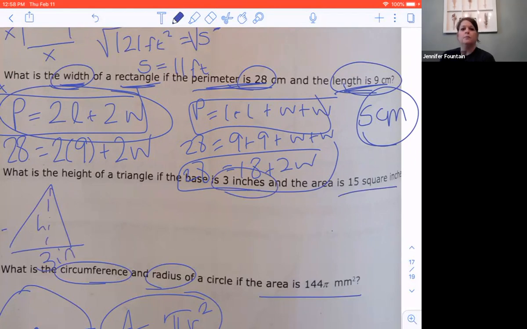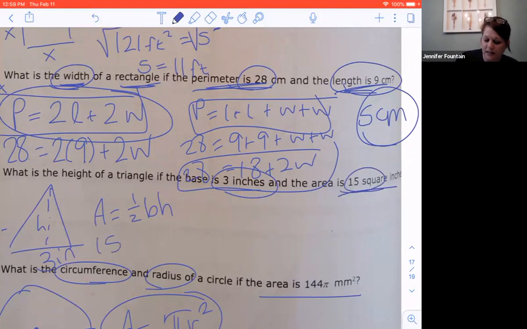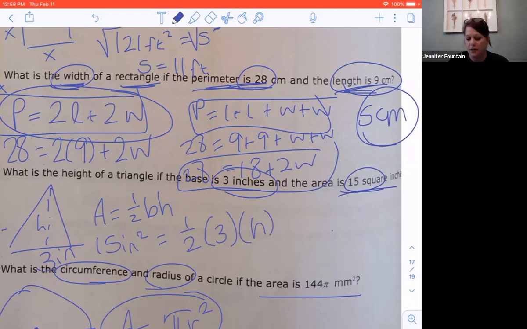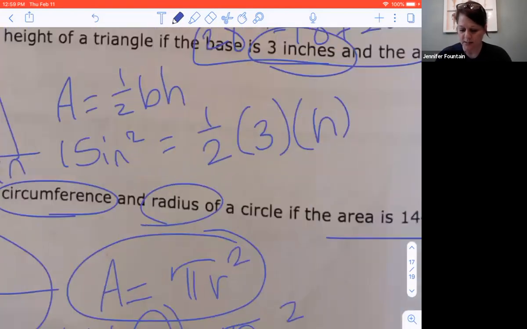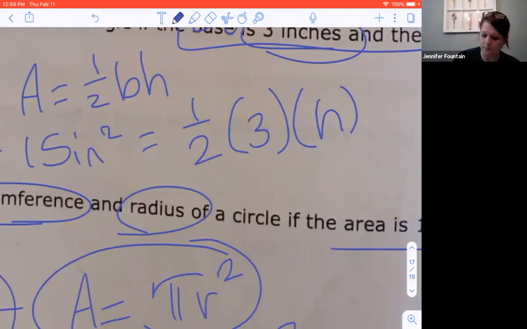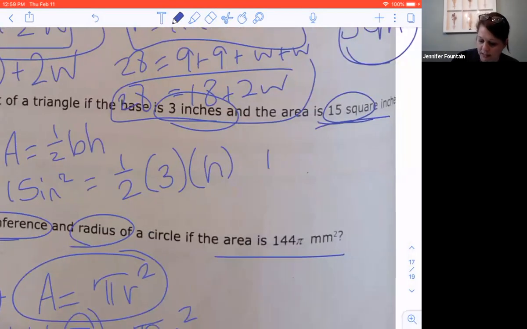Okay, so remember, the area of a triangle is 1/2 base times height. Okay, so I know that the area is 15 inches squared. So that equals 1/2. They told me my base is 3. So I'm trying to solve for my height. So I'm going to go ahead and work through this. And so it says 15 inches squared is equal to.